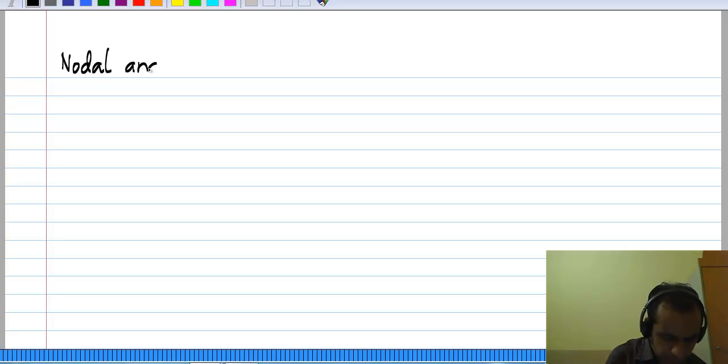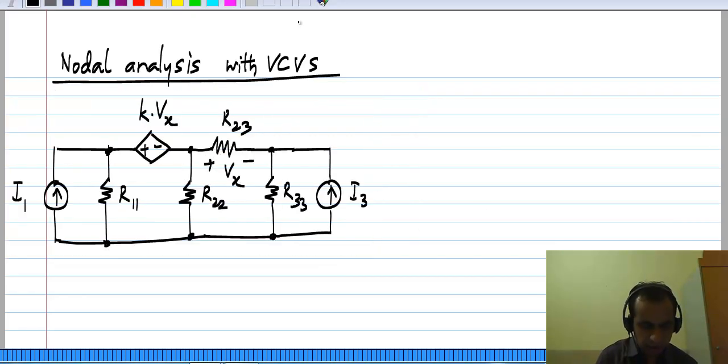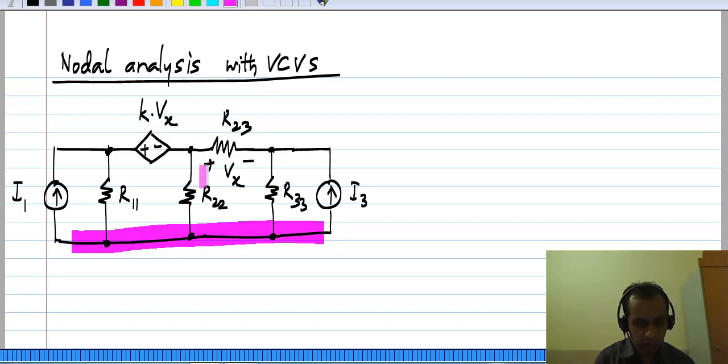Now we will consider circuits containing voltage controlled voltage sources. It turns out that this is similar to the case where we had independent voltage sources. Let me take this circuit. Again, for simplicity, I have taken a 3-node circuit and modified it slightly to contain a voltage controlled voltage source.